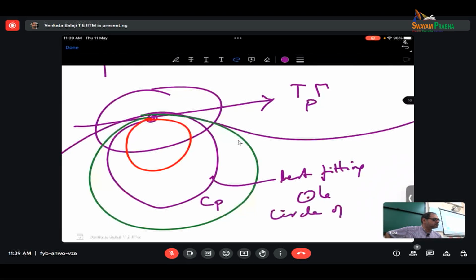So how do we decide that it's the best fitting? Good question. I will come to that. That is the next question. So you find a best fitting circle, and that's called the circle of curvature. Then it has a center, and that is called the OP. This is the center of curvature.